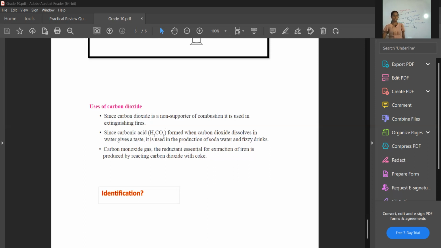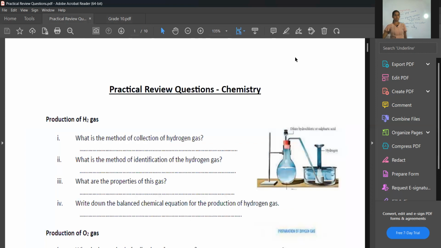Then we will move to the other part. Can you see the screen? Can you see the screen, Pute? Yes.